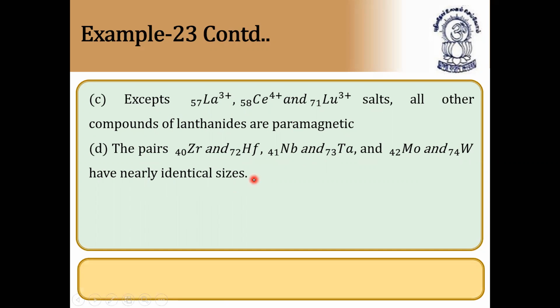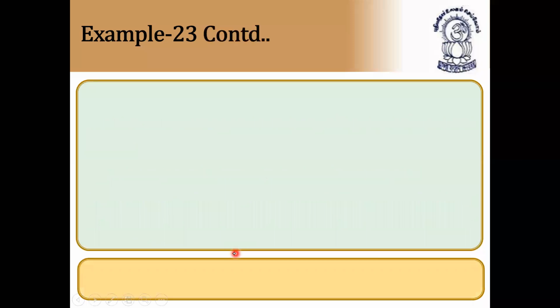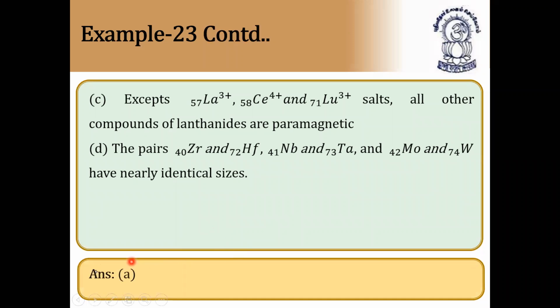So definitely the answer could be: the compounds formed by lanthanides are covalent is wrong, because they are ionic in nature. So this is the wrong statement, because they are not covalent. They are ionic in nature because the oxides of lanthanides are basic in nature. So basic means they should be ionic. So the answer for this question is option A. Option A is the right answer because all the remaining statements are absolutely right.